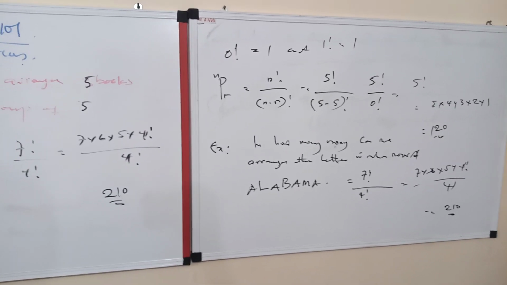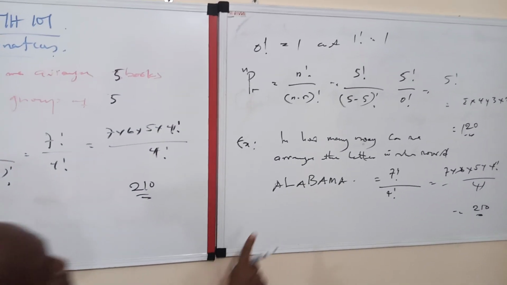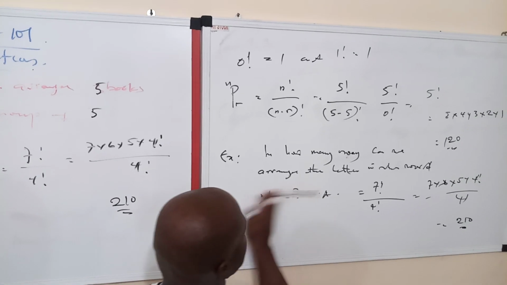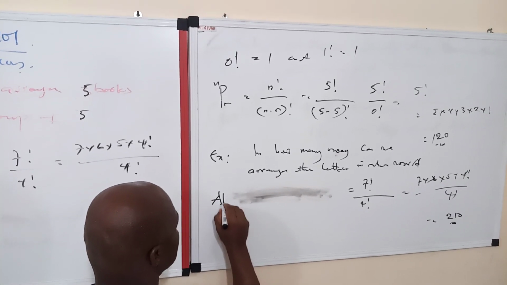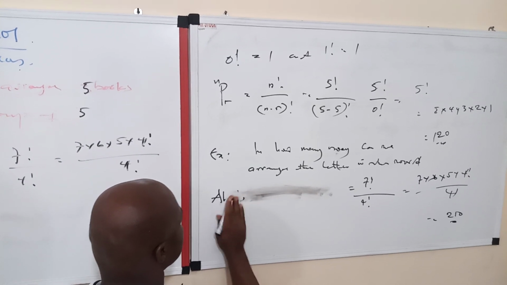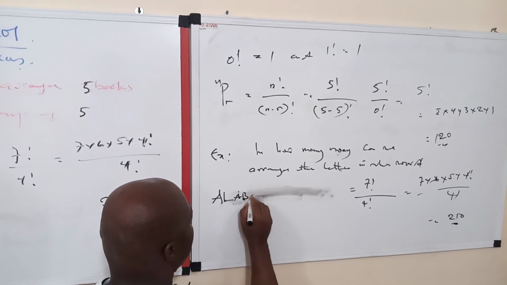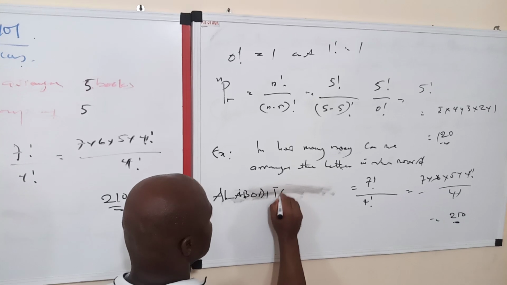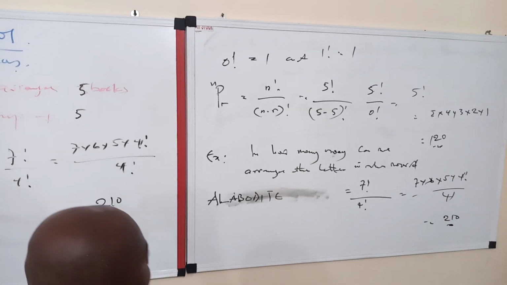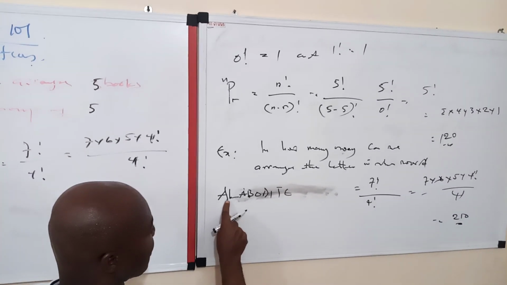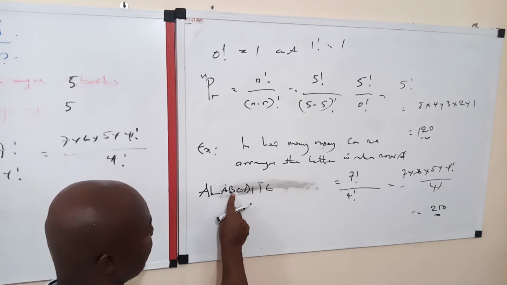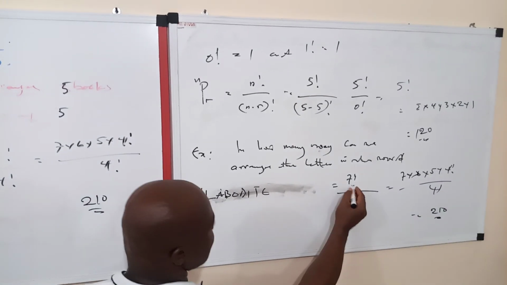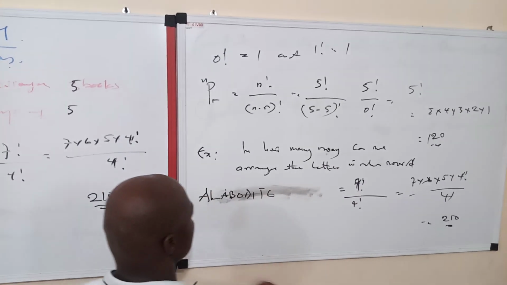In case we are asked to consider a similar thing where the word to be considered is Alabodite. If it is this, then what do we do? I said take the total number of alphabets, which are 1, 2, 3, 4, 5, 6, 7, 8, 9. So here will become 9 factorial.